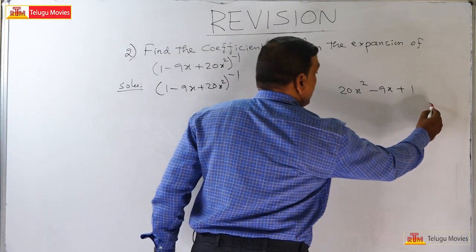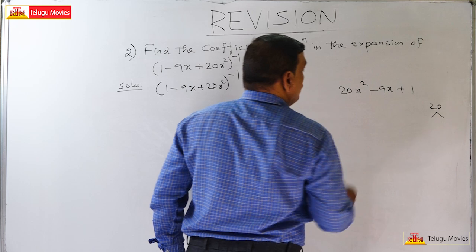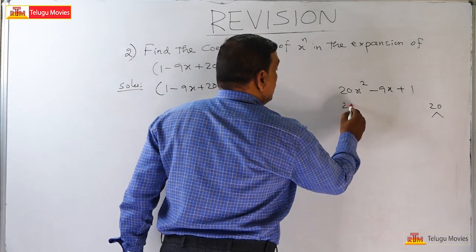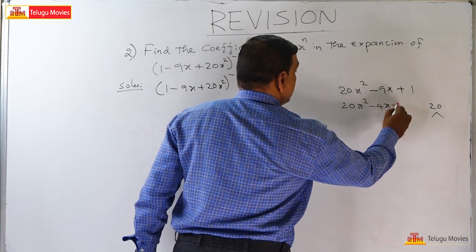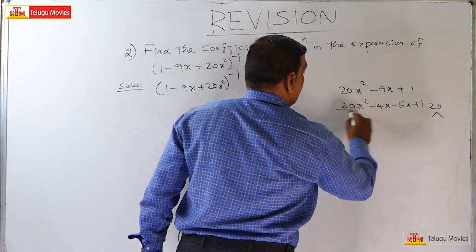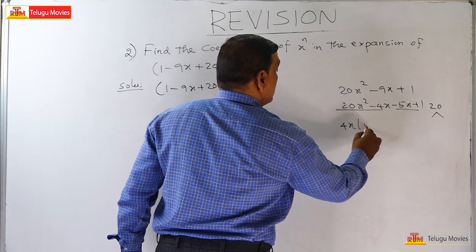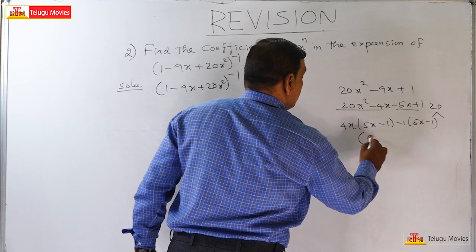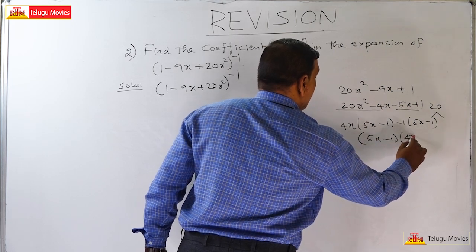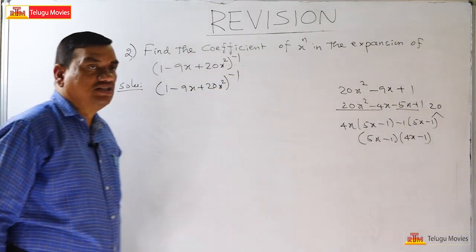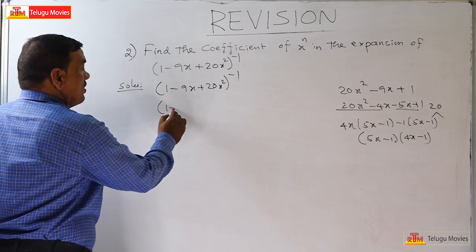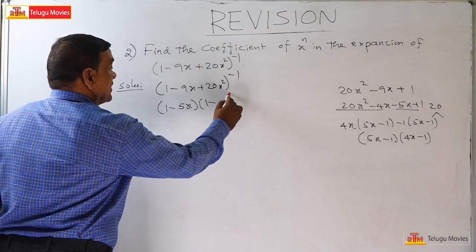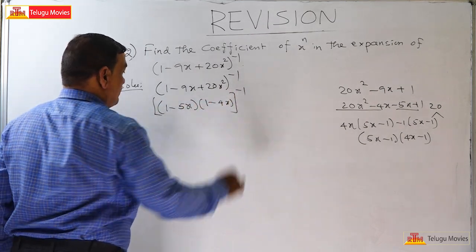So 20 into 1, 20. This is equal to 4 fives are 20. So here 20x square minus 4x minus 5x plus 1. So 4x common, (5x minus 1), minus 1 common, (5x minus 1). So this is (5x minus 1) into (4x minus 1). Factors are very easy. So let us write this as (1 minus 5x) into (1 minus 4x) whole to the power of minus 1.